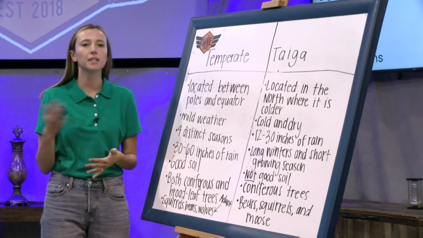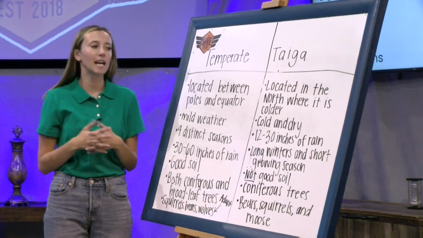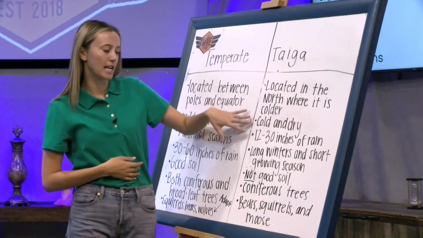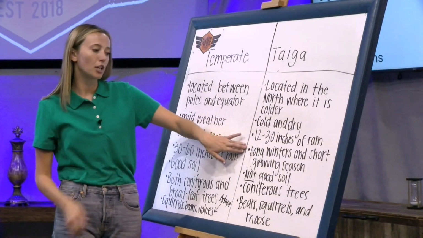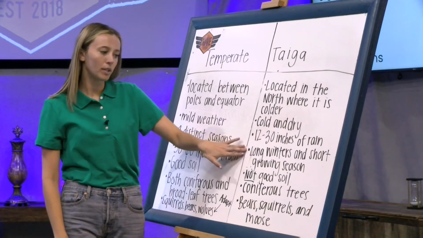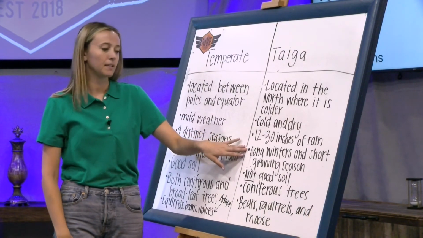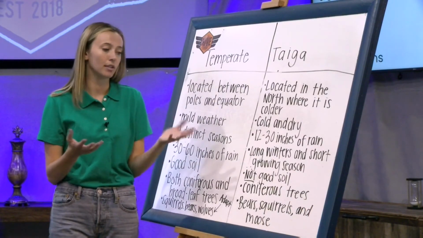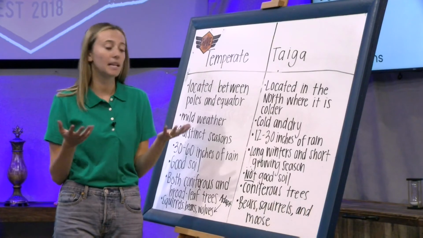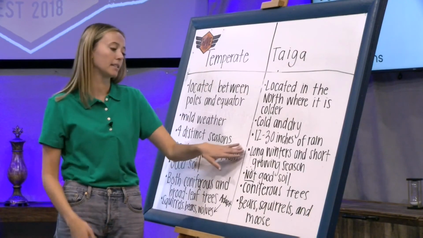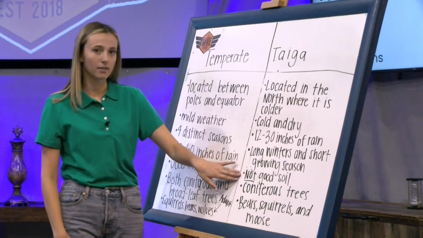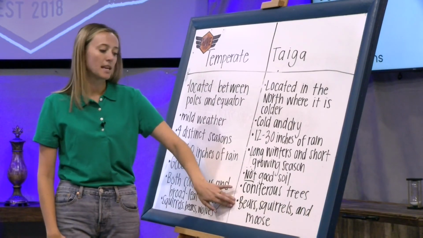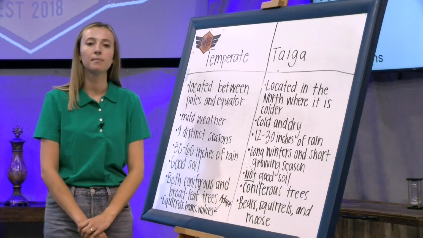Now I just want to go over some of the notes that I've written for taiga forest. We talked about the amount of rain and how it's cold and dry. I also talked about how they have long winters and a short growing season. Remember, the winters are really, really long and the time where they can grow things is short. So that makes it difficult to grow a lot of different plants. They do not have good soil. They have coniferous trees. And some of the animals are bears, squirrels, and moose.